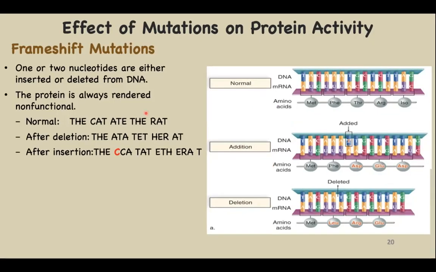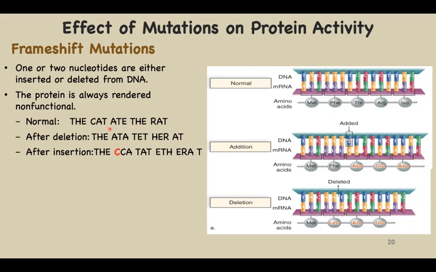Okay, next one. Macam saya cakap tadi, ada dua point and frame shift. So this is frame shift. So what happened during frame shift is whether one or two nucleotides are either inserted or deleted from the DNA. Okay, this is a normal one. Okay, saya bagi contoh mula-mula. So the protein selalunya bila yang dah mutated tu, dia tak akan function. Dia akan jadi non-functional. Contoh kalau normal kita, the cat ate the rat. Okay. Kalau after deletion, contohnya kita buang C. Okay. The Ata ate her ate.